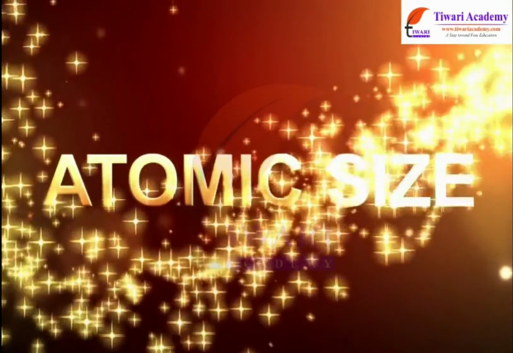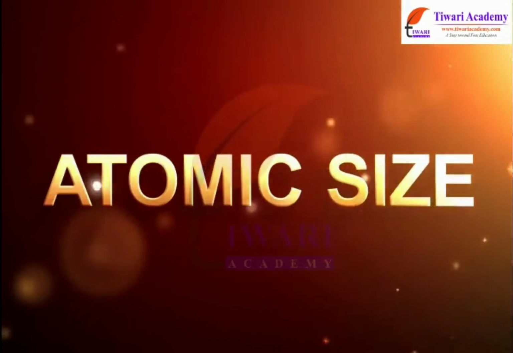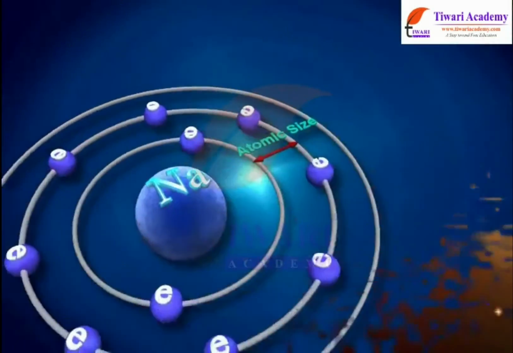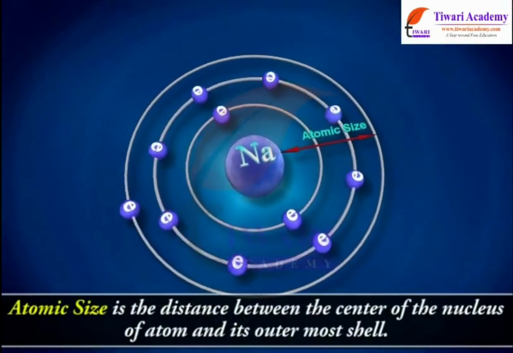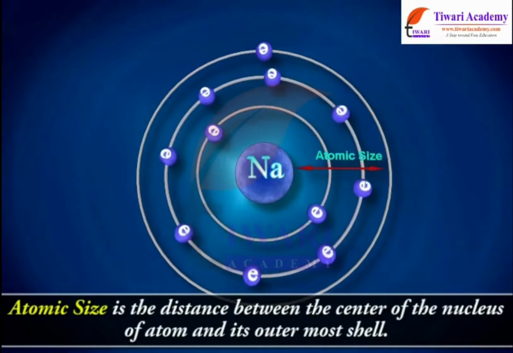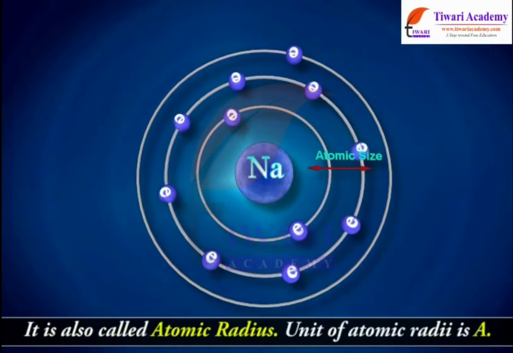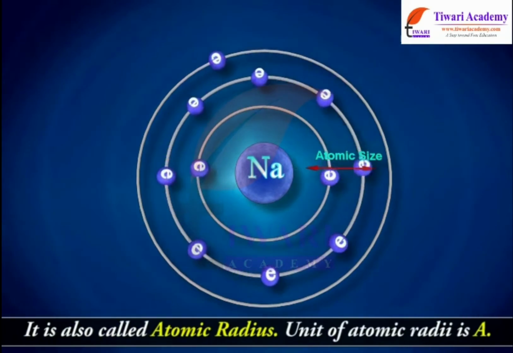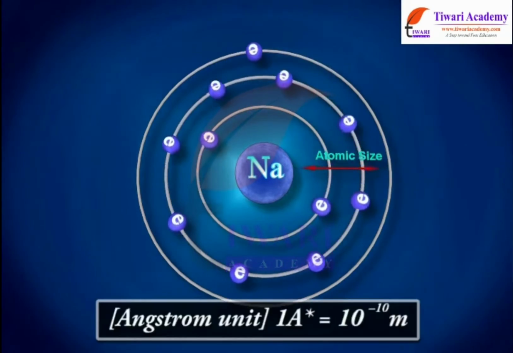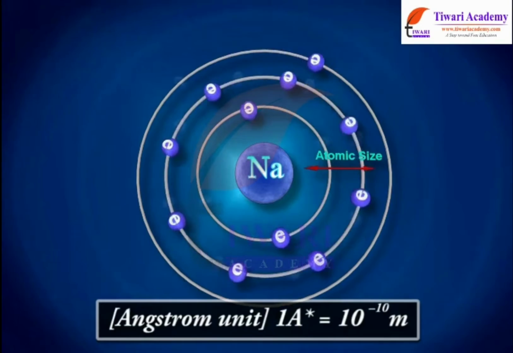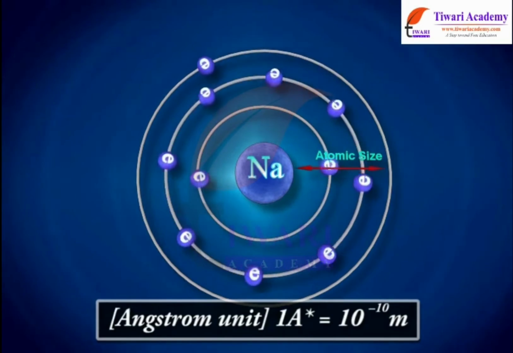Atomic size. Atomic size is the distance between the center of the nucleus of an atom and its outermost shell. It is also called atomic radius. Unit of atomic radii is Å, angstrom unit. 1 Å is equal to 10 to the power minus 10 m.